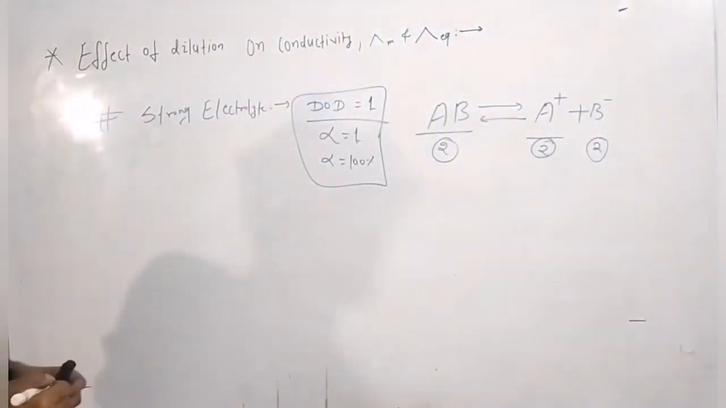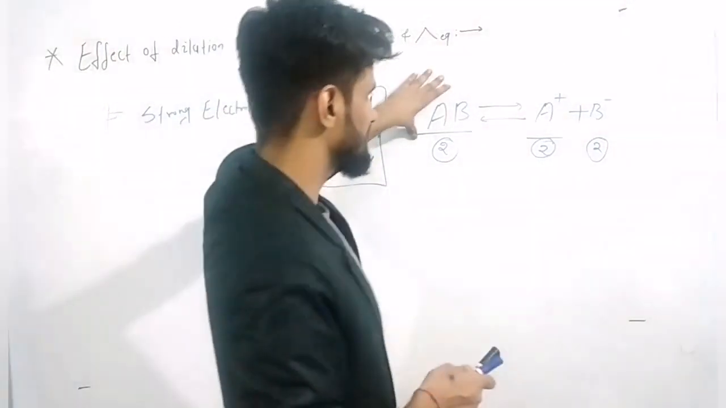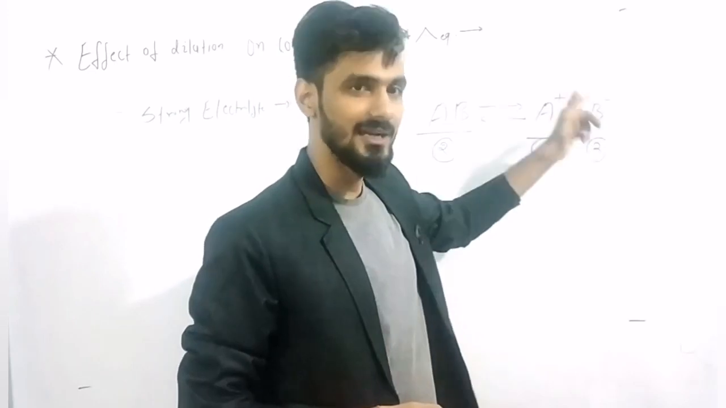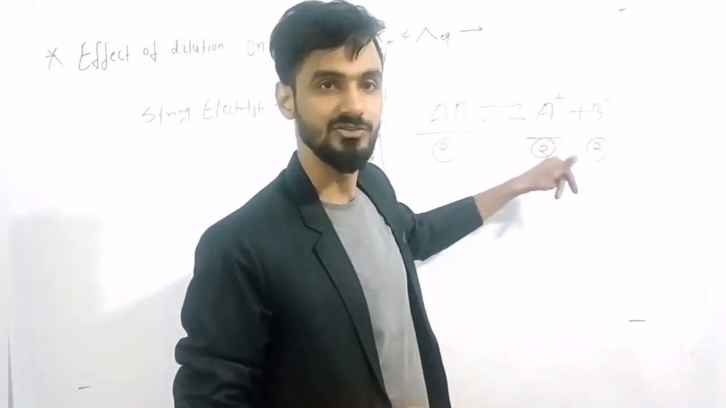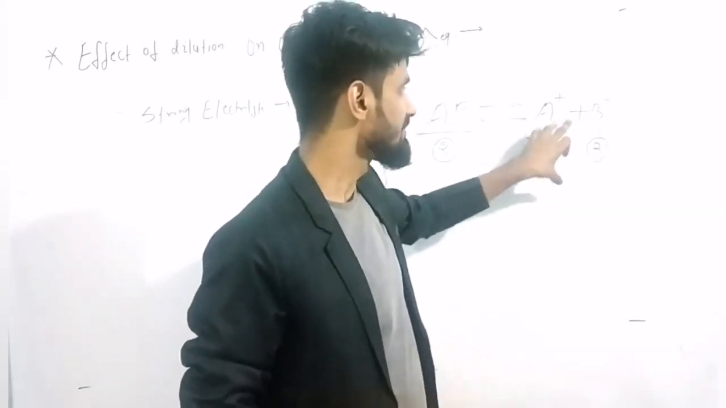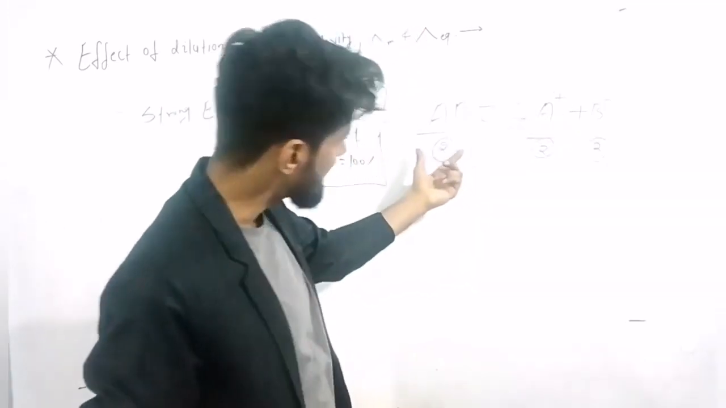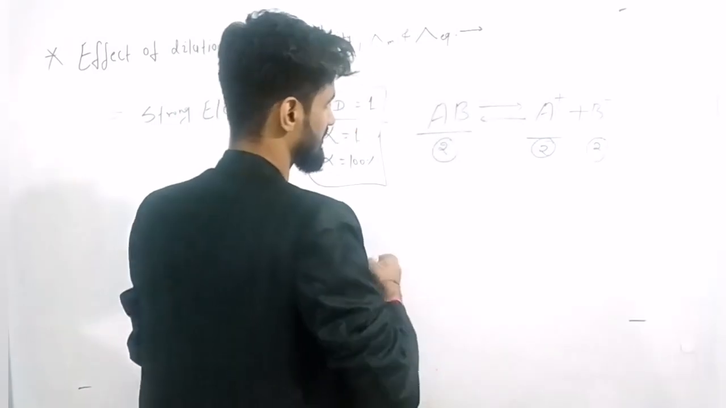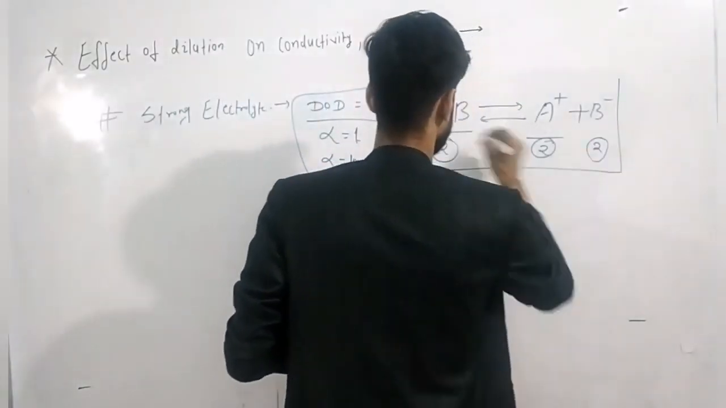Why? Because it is a strong electrolyte, and a strong electrolyte is highly dissociable, so it is going to dissociate into that number of ions inside the solution. So you will be getting the same number of ions in the solution as it was initially. Now understand one thing, what will happen?